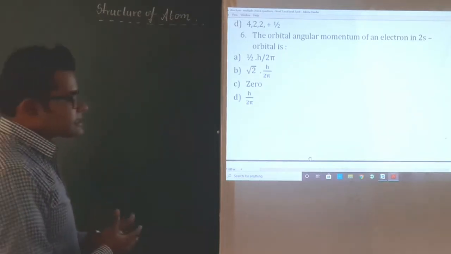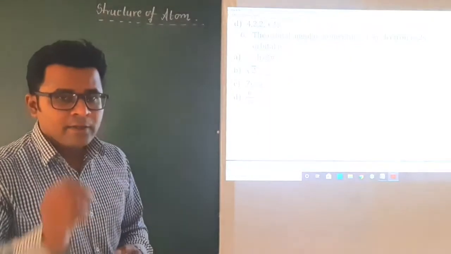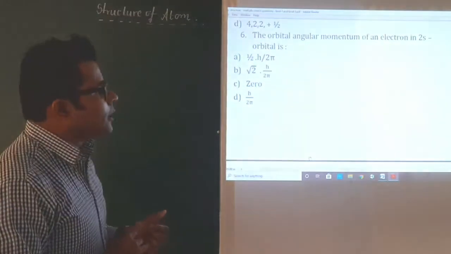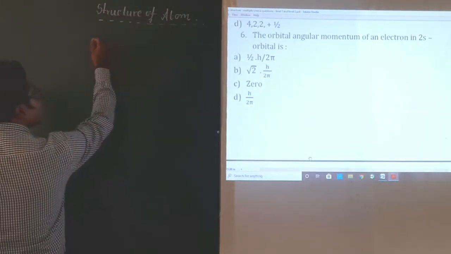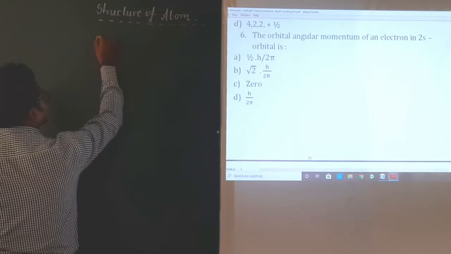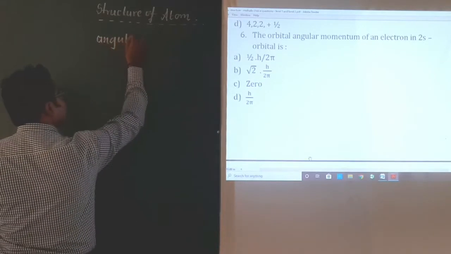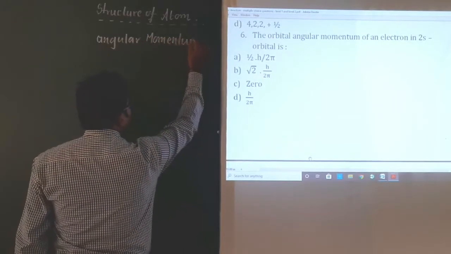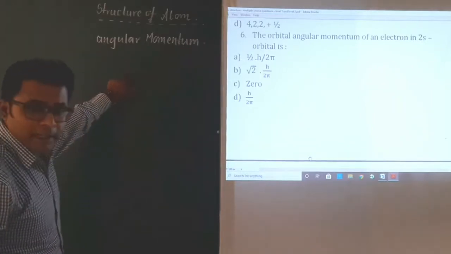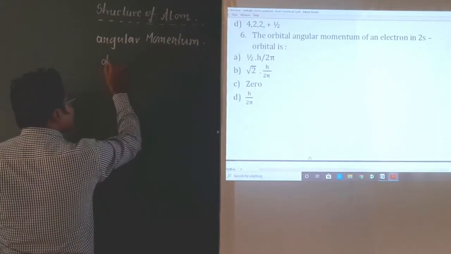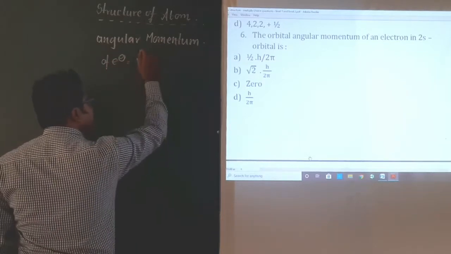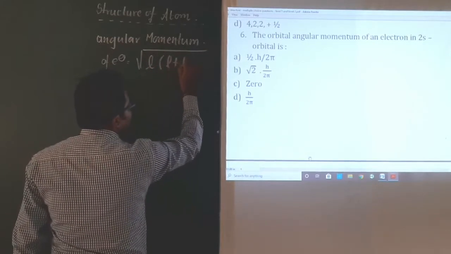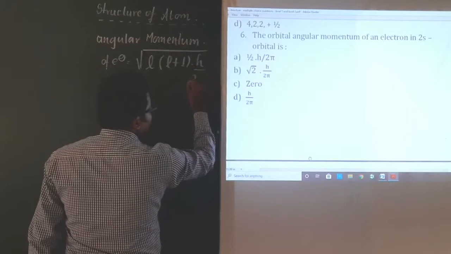Okay, first we need to understand the formula for the angular momentum of an electron, let it be any of these particular orbitals. Angular momentum of an electron. Please take down this formula. The angular momentum of an electron in any particular orbital is given as the square root of L into the bracket of L plus 1, times h over 2 pi.